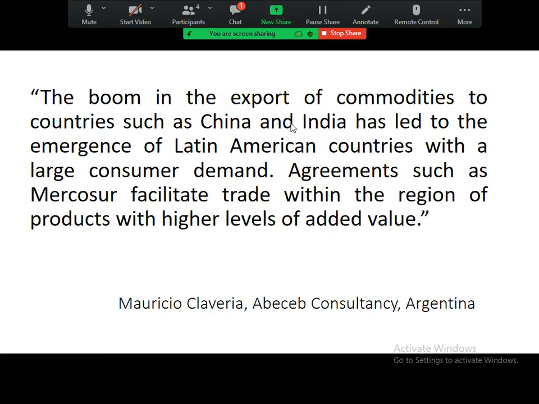Okay. So this was one of the quotes by the Argentinian consultancy, Abeceb. The name is very difficult to spell out, Mauricio Claveria. What he said: the boom in the export of commodities to countries such as China and India has led to the emergence of Latin American countries with larger customer demand. Agreements such as Mercosur facilitate trade within the region of products with a higher level of value added.